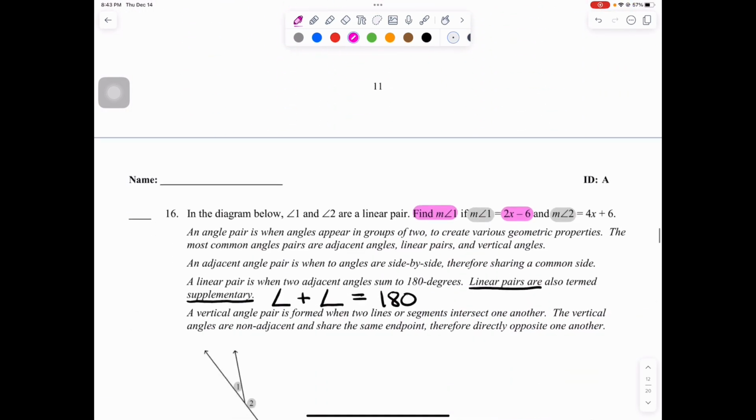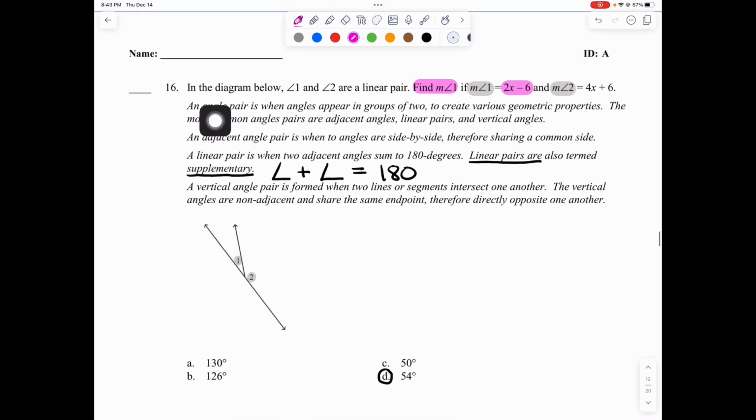Moving forward to number 16. In the diagram below, angle 1 and angle 2 are a linear pair. What do we know about linear pairs? Yes, they are supplementary. And take a look, we only have 2 angles on that line, angle 1 and angle 2. They're clearly different in size, meaning they're supplementary. Angle plus angle equals 180. We're looking to solve for angle 1.